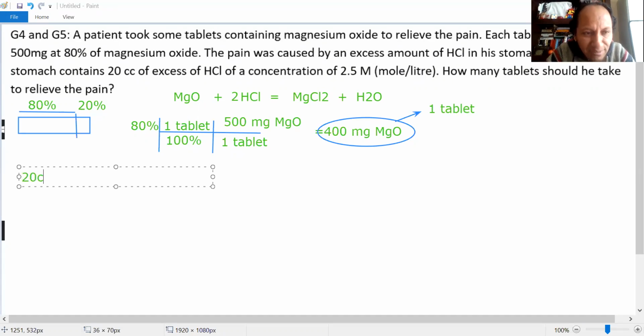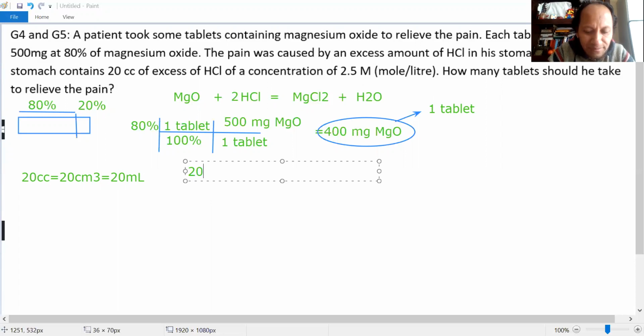So 20 cubic centimeters is the same as saying 20 cc. If you researched a little bit on the internet, this is the same as saying 20 milliliters. Okay? So knowing that, I'm going to continue with the process. So 20 milliliters of hydrochloric acid need to react specifically.